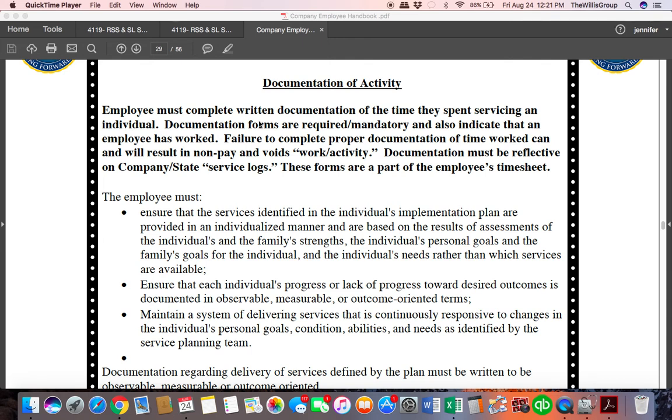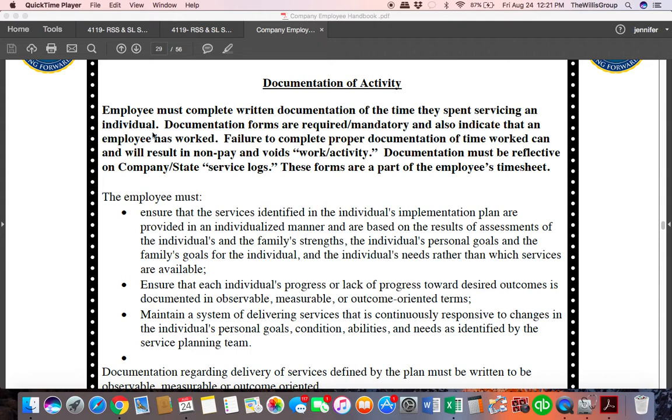This is part 2 and a continuation of the training for the employee handbook. We are continuing on page 29, and we ended at discussing documentation of activity.